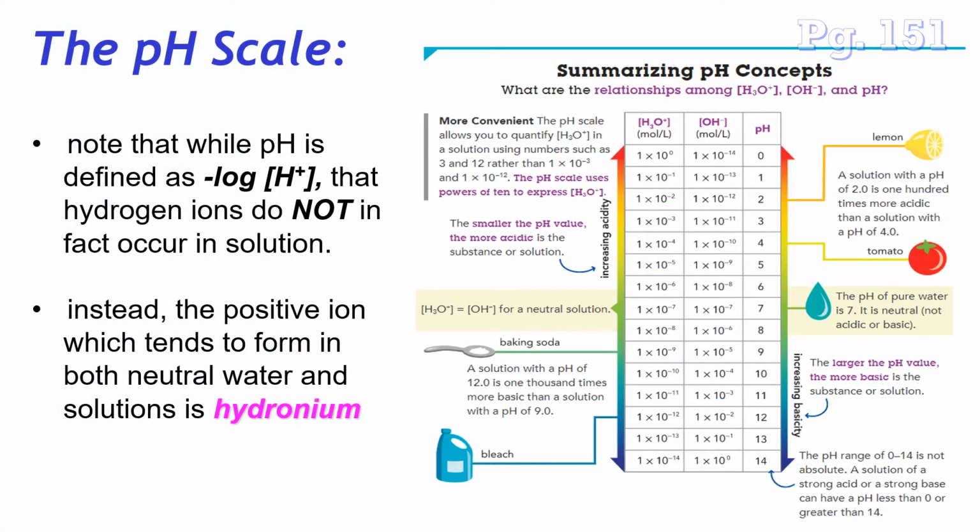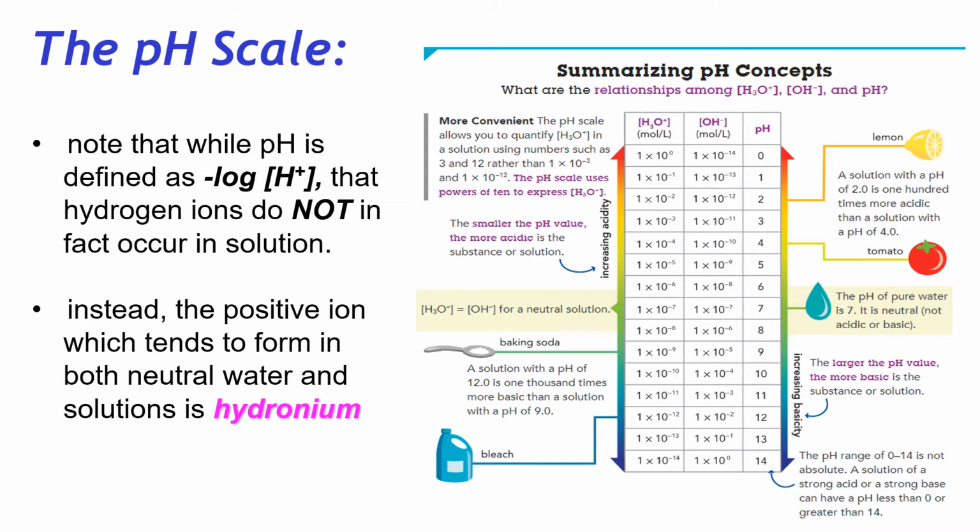Notice that while pH is defined as the negative logarithm of H plus, as this illustration from our textbook makes clear, it's actually not hydrogen ions which are occurring in solution. Hydrogen ions do not, in fact, occur in solution. Instead, the positive ion, which tends to form in both neutral water and solutions, is hydronium. And you can see that in the first column of this illustration. It's actually a hydronium, H3O plus, that's in brackets, not hydrogen. And you can see that these are all actually negative powers of 10.